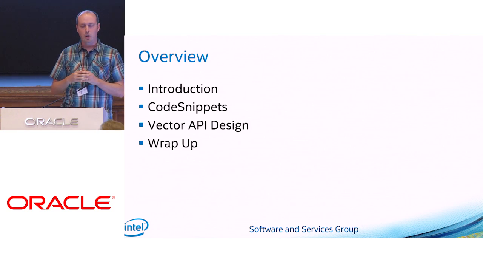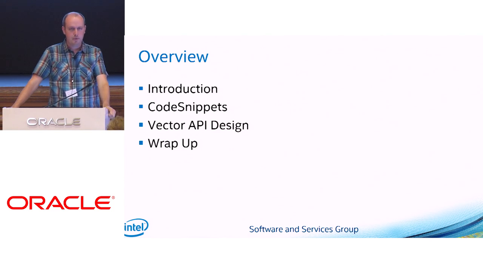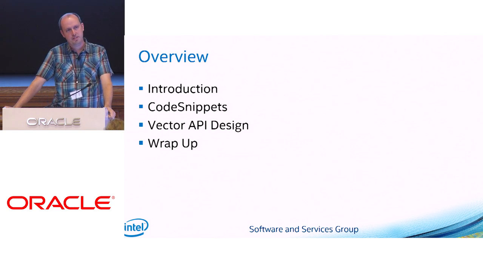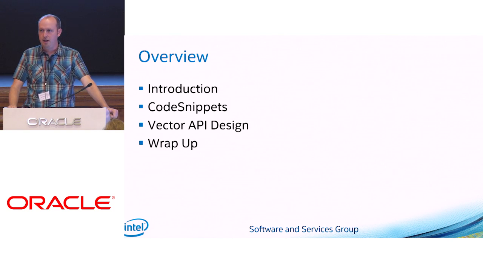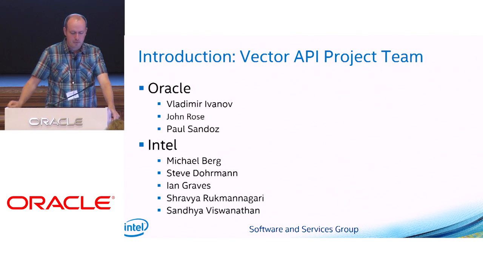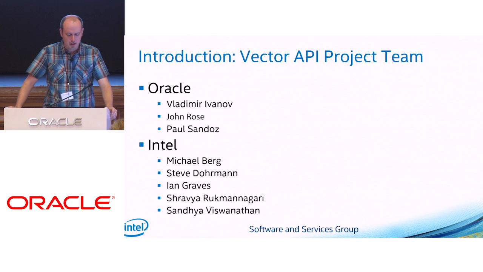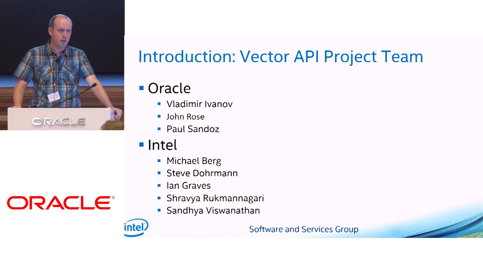So just a quick overview of this talk. We're going to go through a quick introduction, give a brief foray into CodeSnippets as I've been using them, then discuss the Vector API and its design and some of the challenges and opportunities therein, and then I'll do a quick wrap-up. So this is primarily right now a collaboration between Oracle and Intel, the Vector API is, though we're open to anybody who wants to participate.